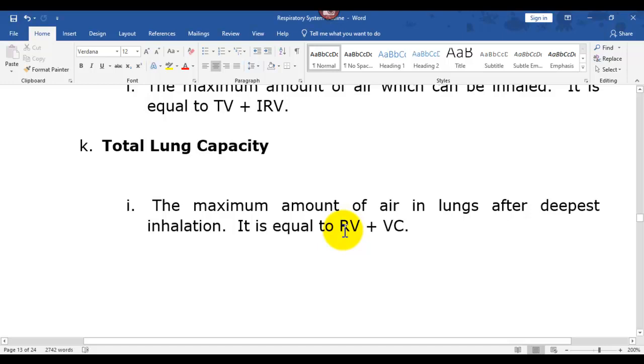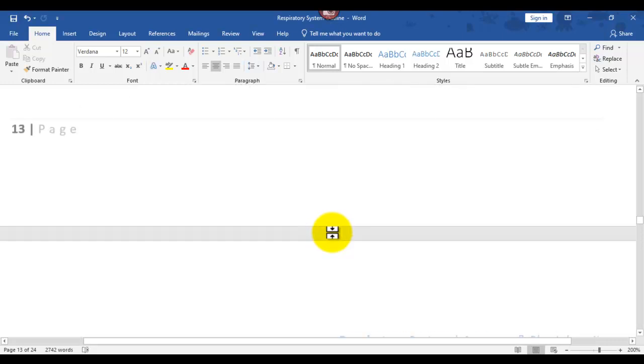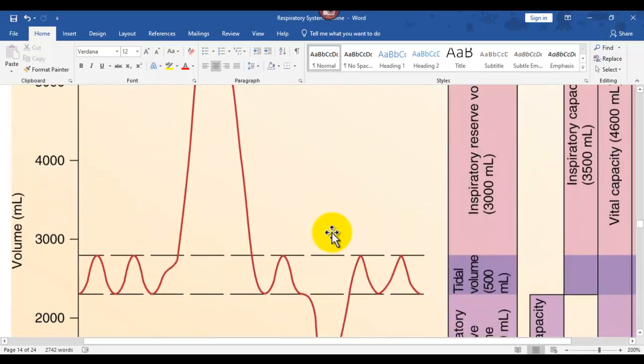That has to do with a lot of things: your height, how tall a person is, a little bit of age. You can do some things to increase that. And this is what a readout would look like.